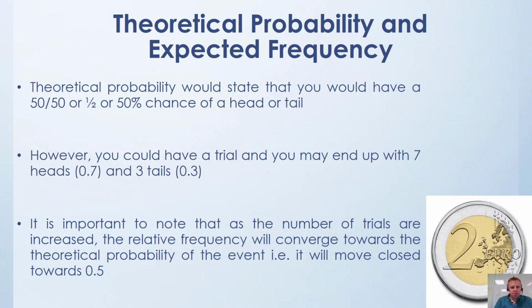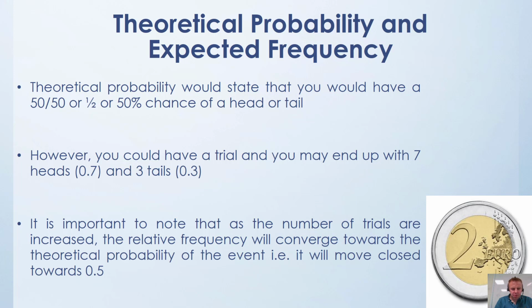So it's important to distinguish between theoretical probability and expected frequency. So for example, if you're flipping a coin, you would expect theoretically to get a 50-50 chance, 1 in 2, or 50-50. However, if you had a trial and just say you flipped the coin 10 times, you could end up with 7 heads or 3 tails. So obviously there's a difference there.